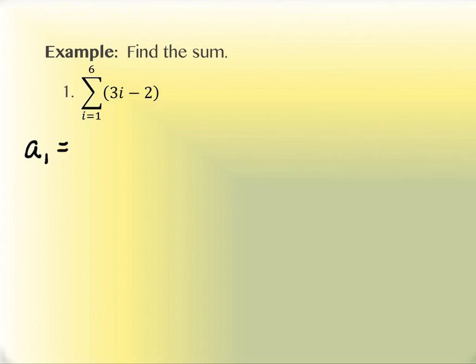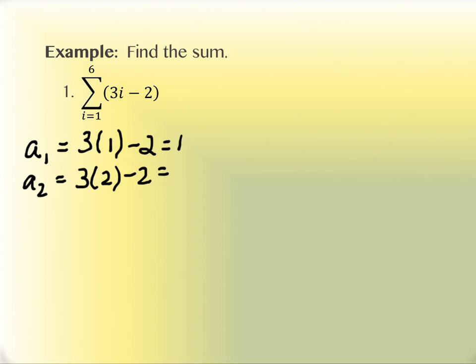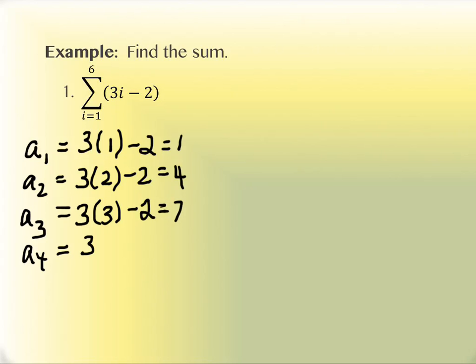So the first way I want to show you how we do this, and I think it's 2 problems in your homework that are going to have you do this, is we're just going to plug the number in. So we're going to take 3 times 1 minus 2, and that would give me 1. A sub 2 is 3 times 2 minus 2, which gives me 4. We're going to find a sub 3: 3 times 3 minus 2, which gives me 7. A4 is 3 times 4 minus 2, which gives me 10.